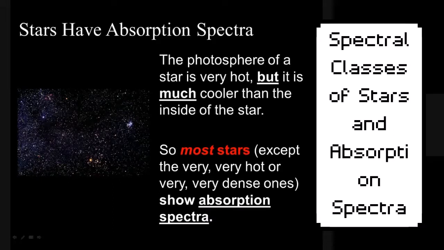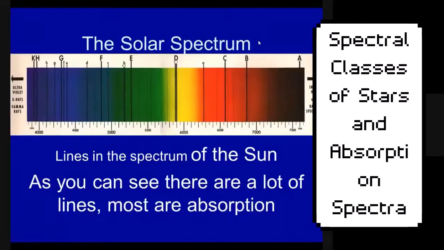So except for the very, very hottest and most dense stars, almost all stars out there, we're talking like 99.99% of them, have absorption spectra. They are not continuous. There will be some wavelengths of light that are missing. Now, as you can see with our sun, it is definitely absorption spectra.